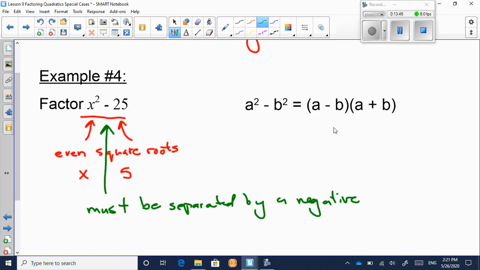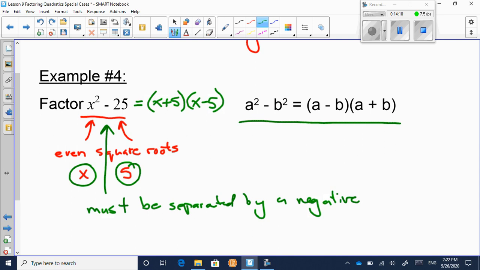So if that's the case, if they're both even square roots and they're separated by a negative, then the answer is this. It's simply going to be this value plus this value, times this value minus this value. So look at this. It's x plus 5, x minus 5. There you go. That is what it is, and that's what I'm showing you over here.